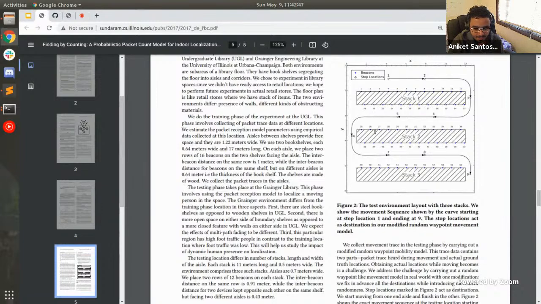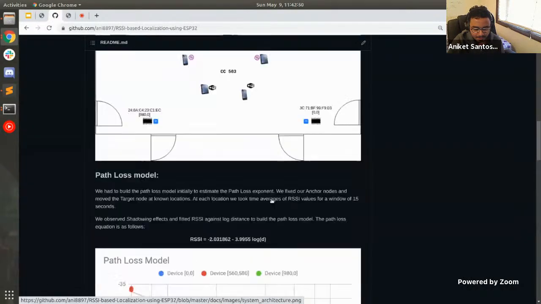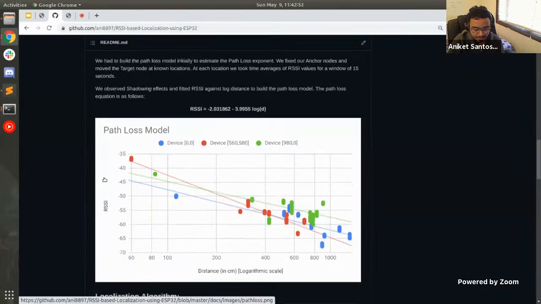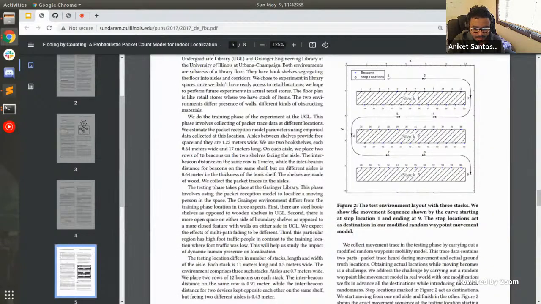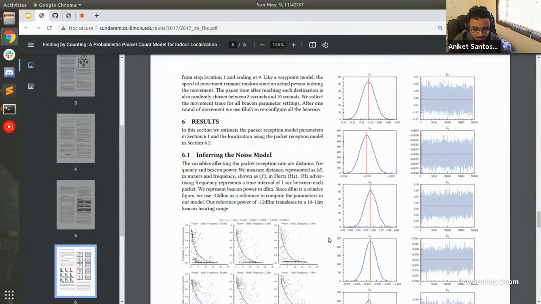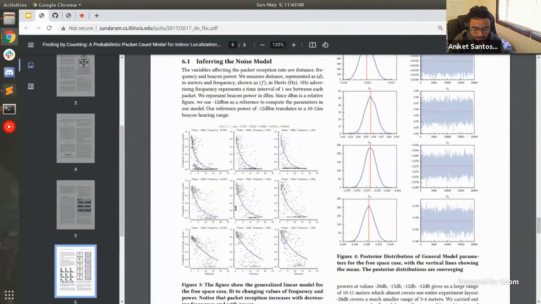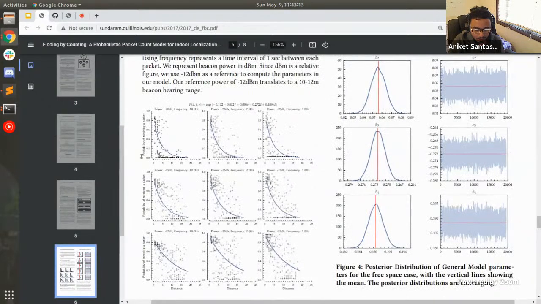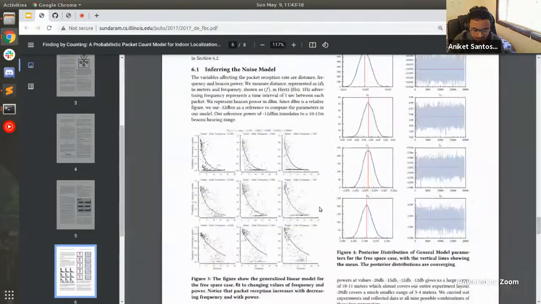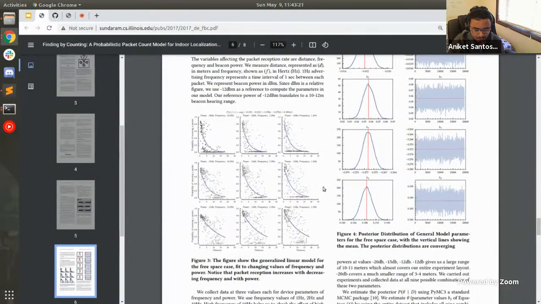As you can observe here, the first step in this whole deployment was estimating the path loss model, and similarly we estimated the noise model. So the first step in achieving localization using BLE is similar again. You need to estimate how the RSSI varies according to the distance. In this case, we estimated how the probability of receiving a packet varies with respect to distance. And as you can see, it again follows an exponential decay. So that's the first step.